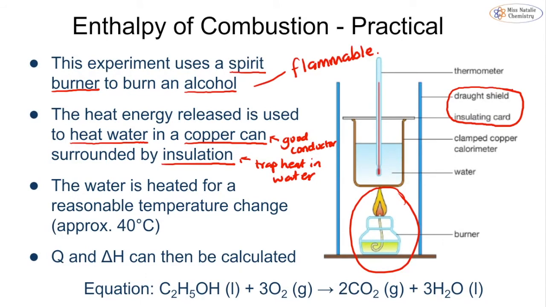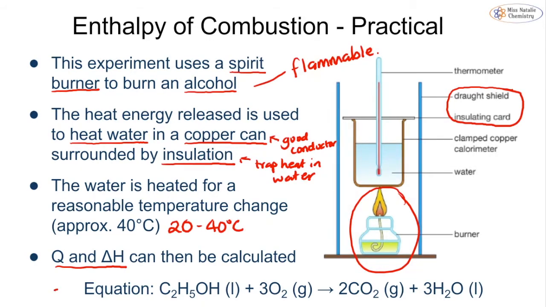And it just means that once the heat is transferred from the alcohol to the water through the copper can, it's kept in there. So what we do is we heat the water and we get a reasonable temperature change, maybe about anywhere between 20 to 40 degrees Celsius. It doesn't really matter as long as you know your start and end temperature, and you can then calculate the values for Q and delta H. And I'm going to show you how we do that.